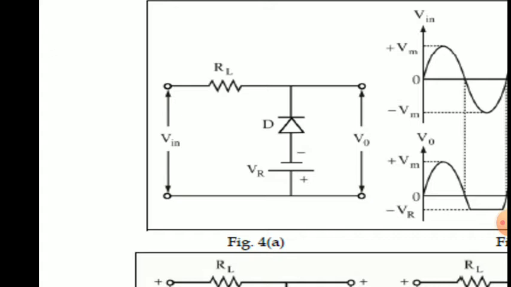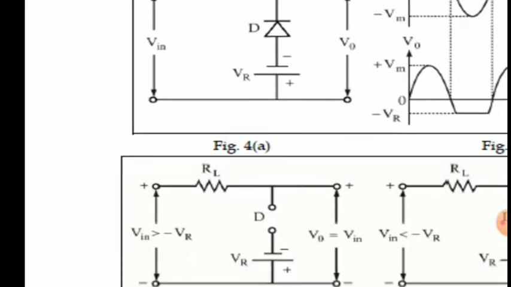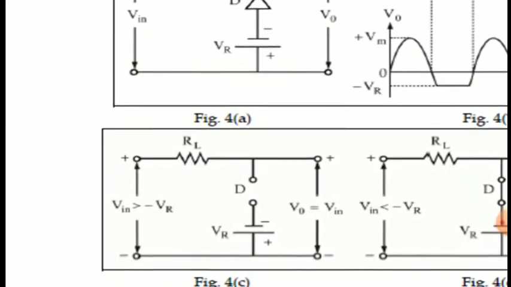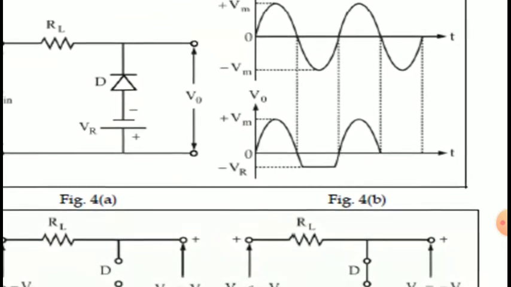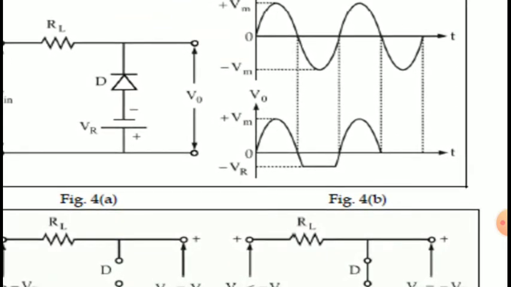As it is ideal, open circuit will happen. So the 4C here represents the V input greater than minus VR condition, and the circuit is open, no current flows, no drop in the RL, so the output will be equal to the input. For the entire section, V input greater than minus VR, you should redraw the input waveform. Observe the waveform. The output will be equal to the input.